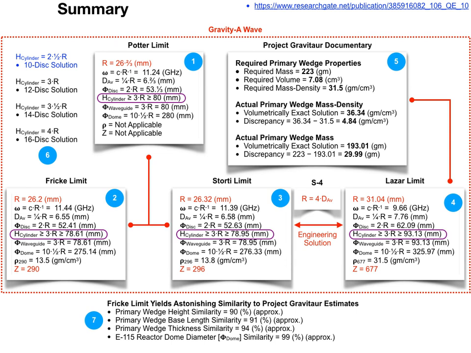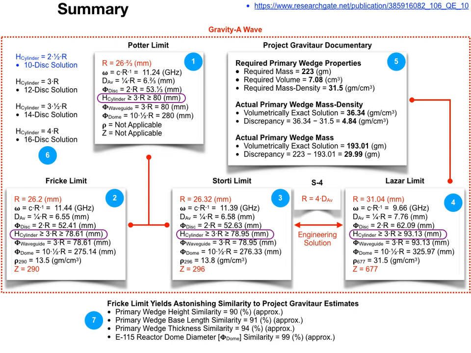Possibly the most interesting feature of these 7 artifacts is that the Frick limit, which aligns with Bob Lazar's technical specifications astonishingly well, is based upon an element 115 mass density of 13.5 grams per centimetre cubed, not the mass density associated with the Lazar limit of 31.5 grams per centimetre cubed. In other words, the physical dimensions of the sports model spacecraft reproduced in the Project Gravitaur documentary seem to favour the standard scientific value of element 115 mass density, not the value endorsed by Bob Lazar.